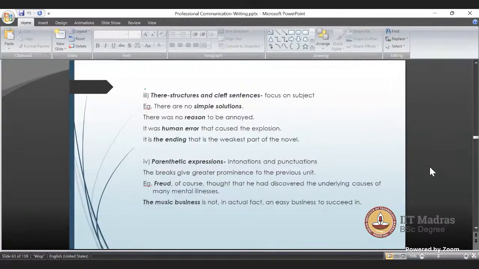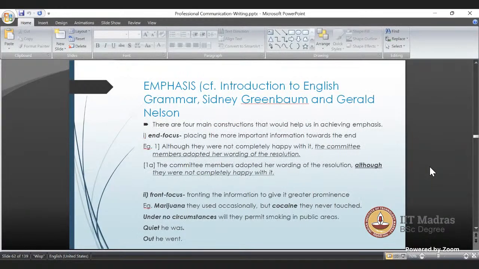Out he went, quiet he was, under no circumstances. You're right, you can use that, but there are better methods to do this than using front focus. Reserve the front focus method for cases where you front the things which otherwise cannot be fronted. Okay, so that we leave aside, but you guys are leaving aside something.